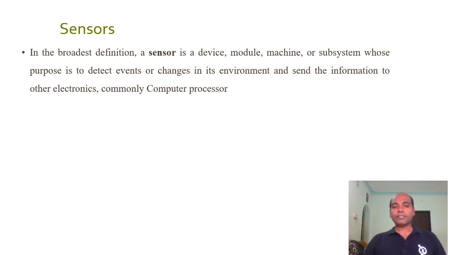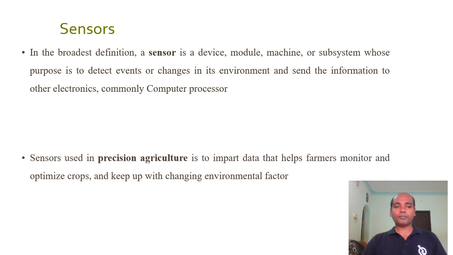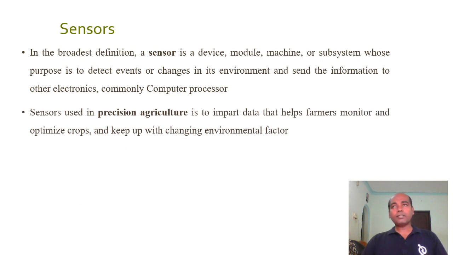In the broadest definition, a sensor is a device, module, machine, or subsystem whose purpose is to detect events or changes in its environment and send the information to other electronics, commonly a computer processor. Sensors used in precision agriculture impart data that helps farmers monitor and optimize crops and keep up with changing environmental factors.